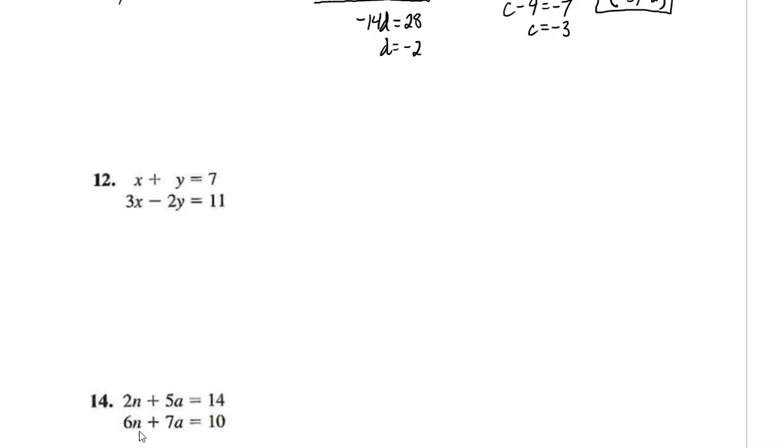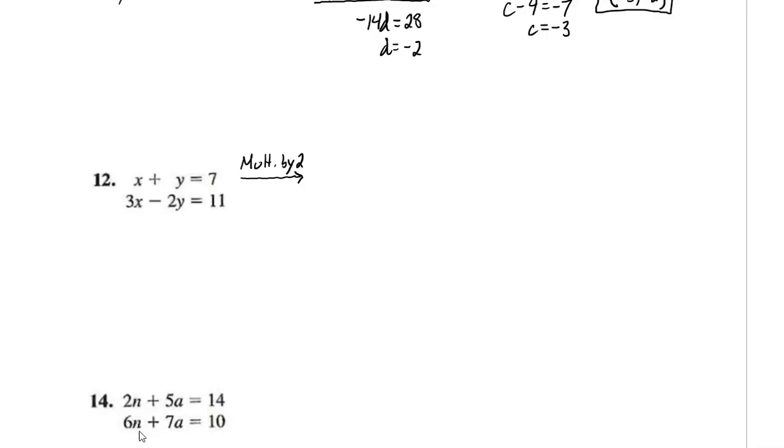Can one of the equations be changed so that you do create opposites? Yes, if we multiply the first equation by the appropriate number, we can create opposites. Now we have a choice. Do we want the x's to be opposites? If so, multiply by negative 3. Or do we want the y terms to be opposites? If so, multiply by 2. Either is fine. I'm going to multiply by 2.